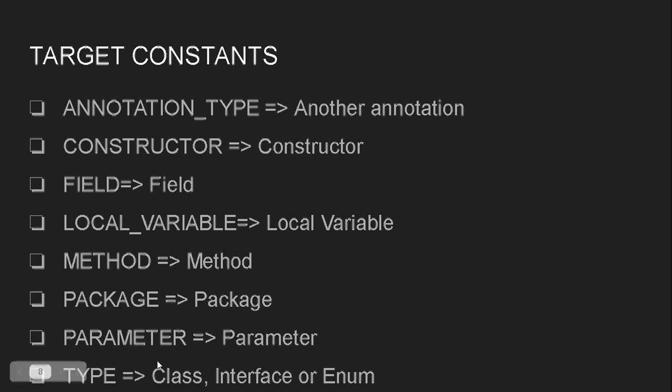These things we'll be discussing in more detail when I use the IDE. Right now you just need to remember that these are the different target constants in the Java programming language. Altogether there are 1, 2, 3, 4, 5, 6, 7, 8. There are 8 target constants in the Java programming language.